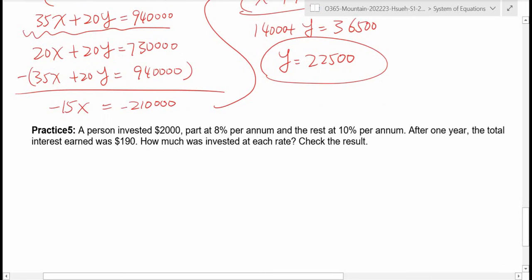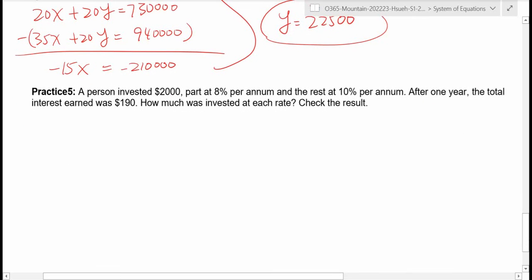Okay, so a person invested $2,000, part at 8%, sorry, not 80%, I'll be crazy. Part at 8% per annum, that's also pretty high, and the rest at 10% per annum, that's even higher. After 1 year, the total interest earned was $190. How much was invested at each rate?